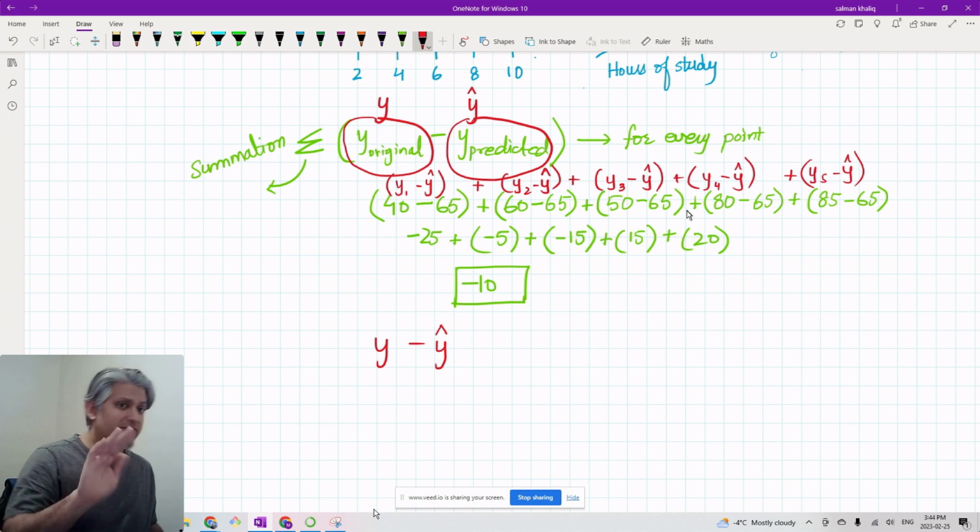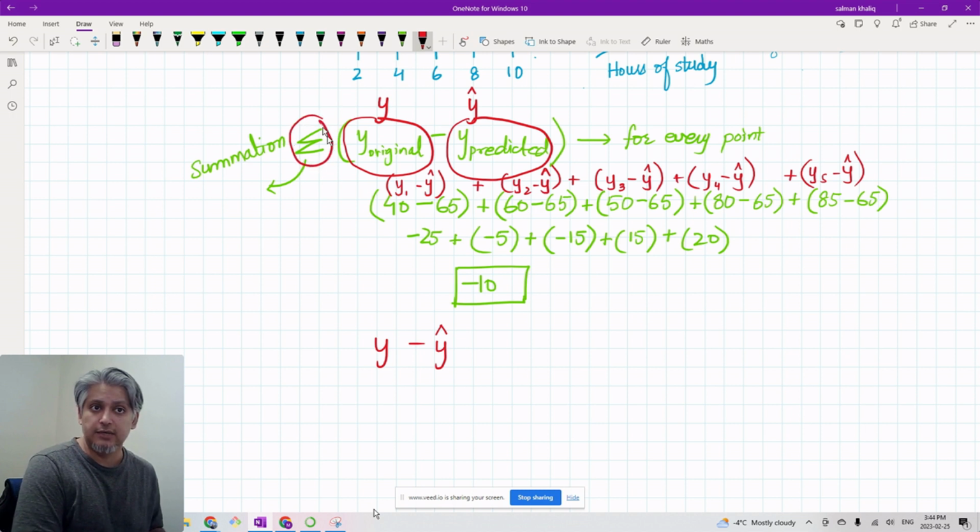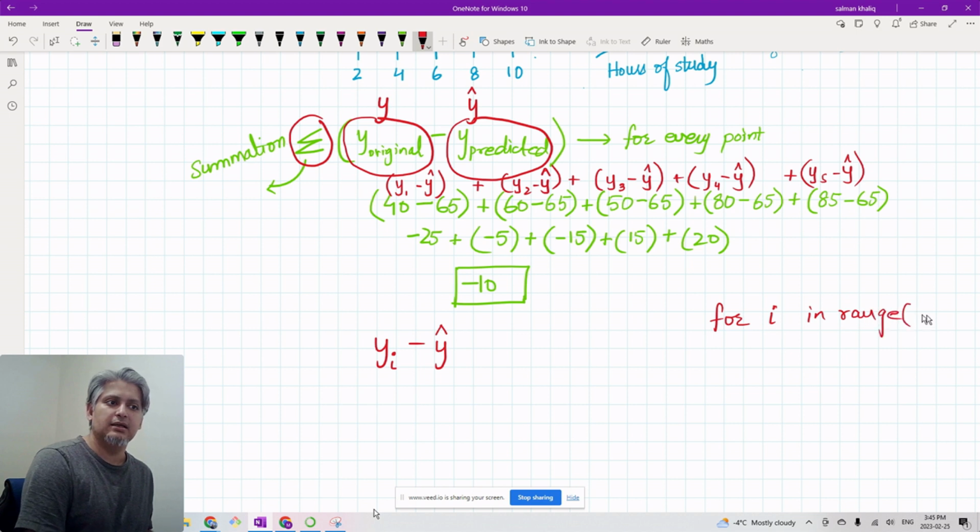Now, these are just 5 points. What if I had 1,000 points? I would write all these brackets 1,000 times. That's a waste of time, right? And this is where this summation sign comes into play. I can write an i here. If you have done some programming, you have done for loops like for i in range, something to something. What it does is, i is just a number.